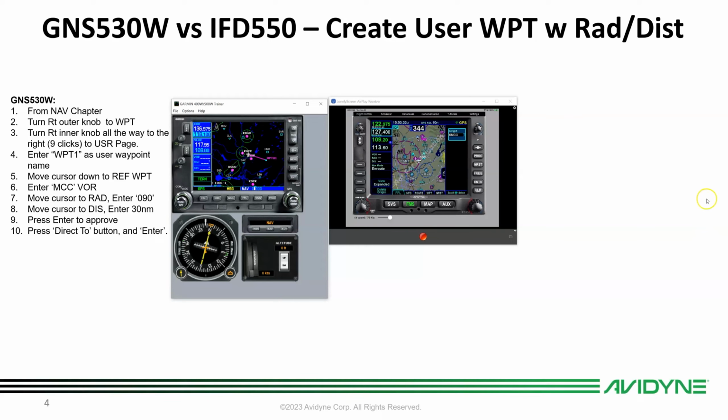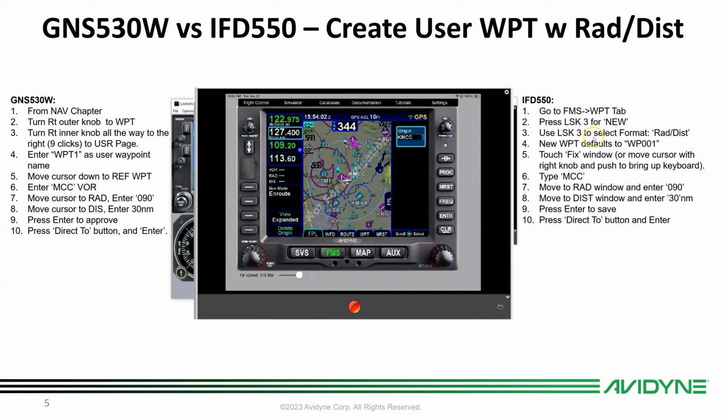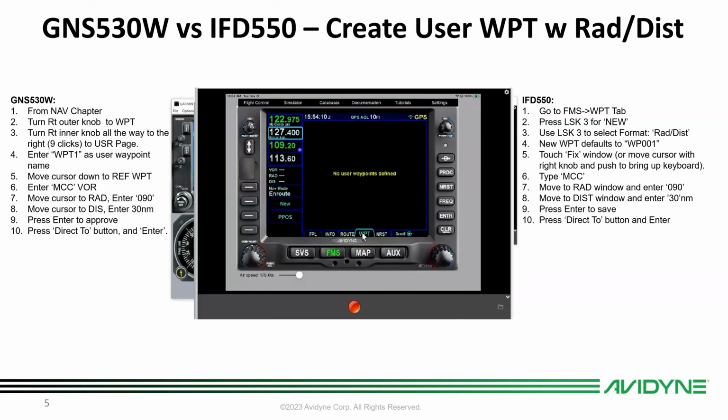Okay, so now let's do the same thing on the IFD550, and you'll see how much easier that is. Okay, first thing we're going to do, we're on the FMS flight plan page. We're going to go to the waypoint tab. So we'll push that. It says there's no user waypoints defined yet, so we'll go to LSK3 and select new. It defaults to lat long, but we want to do radial and distance. So you would just push LSK1, 2, 3, until you get radial and distance.